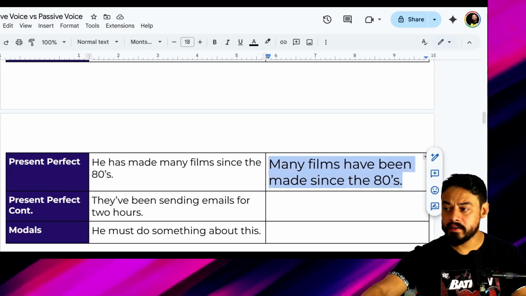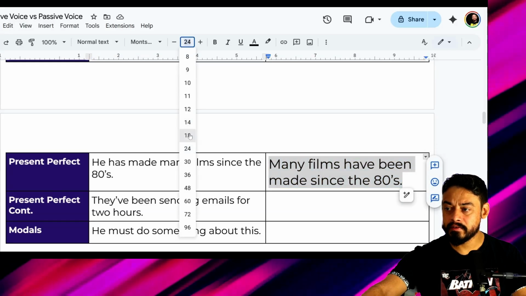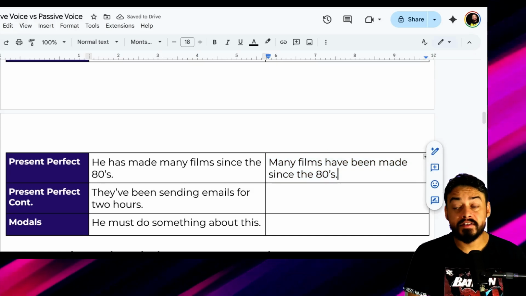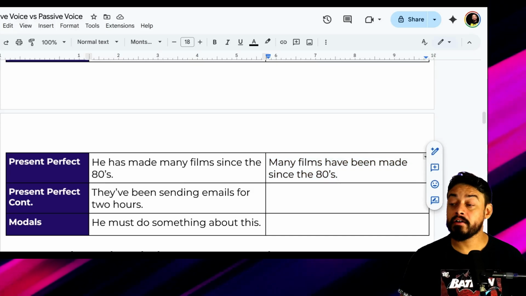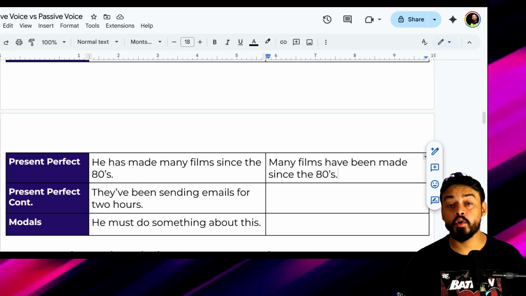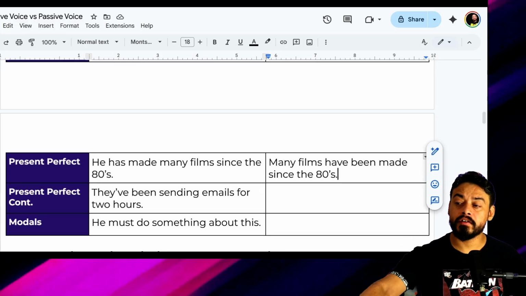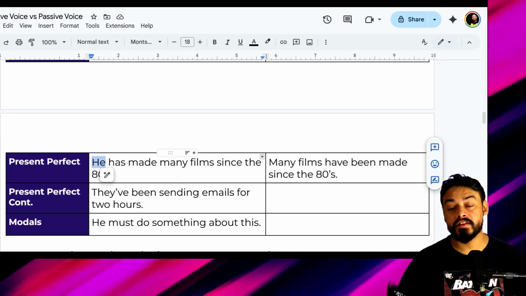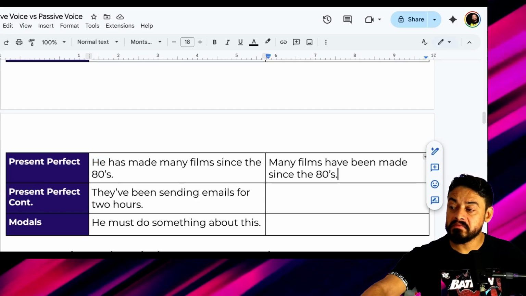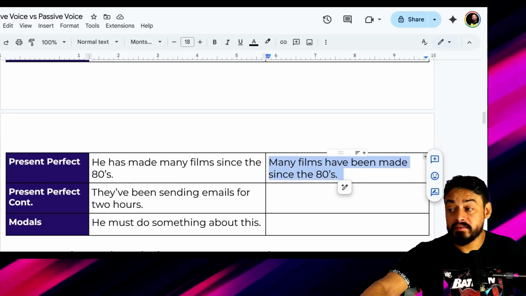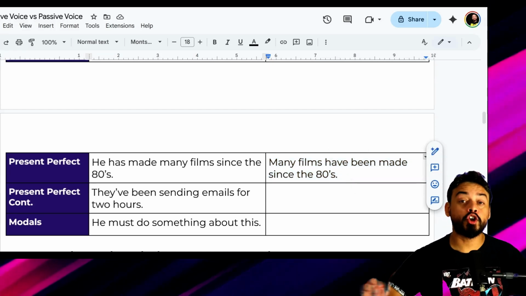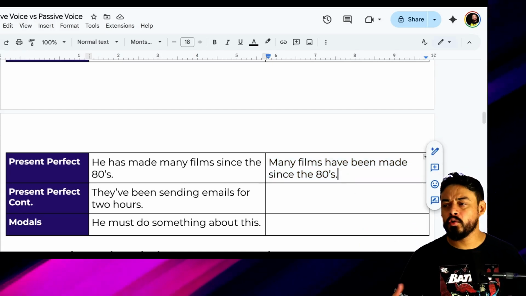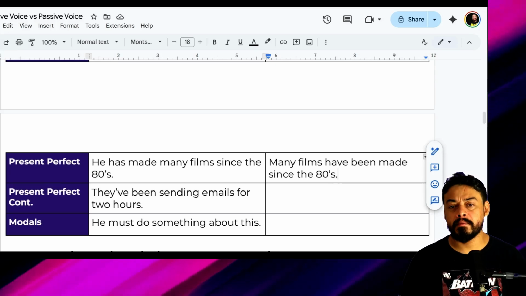Okay. So many films have been made since the 80s. Now, it doesn't really matter by whom. In the first example here, I am being specific: he has made many films since the 80s. In the second example, many films have been made since the 80s. Now, it could be by him, it could be by her, it could be by anybody. Who does that doesn't really matter.